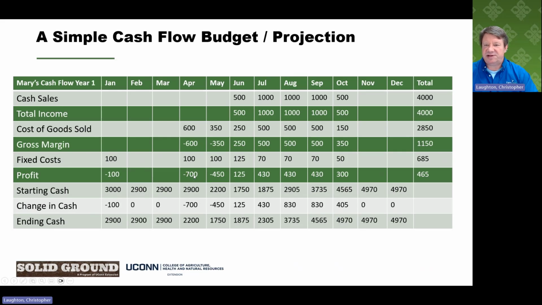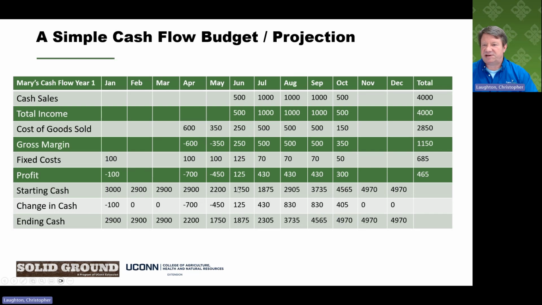We have minus 700. So in this case, you can see we have our starting cash, our change. We carry forward. We started off the month with $2,900. Subtract 700, which is our cash flow for the month, was negative 700. That leaves us with $2,200 for the month. That becomes the start of May. May was another negative month.